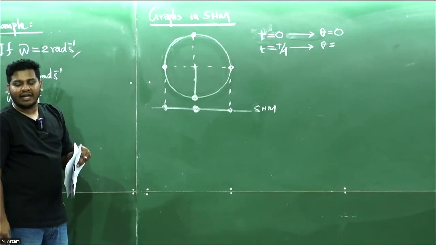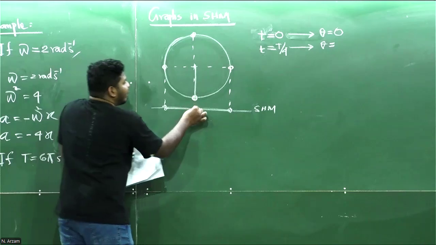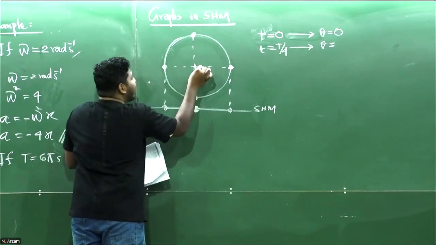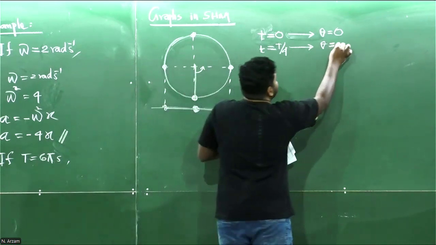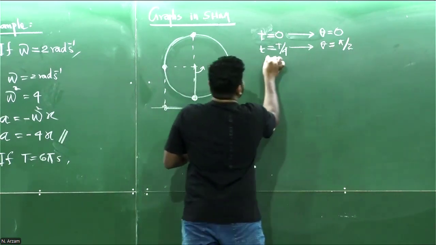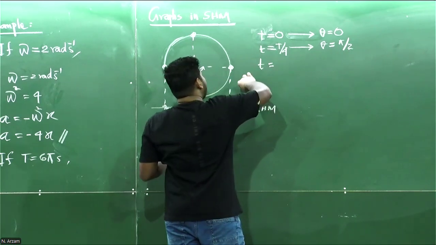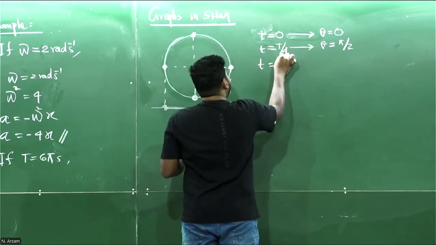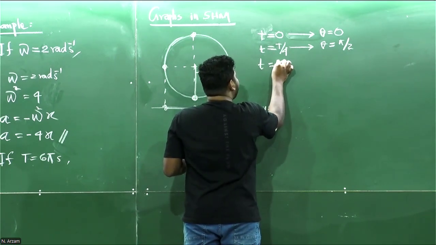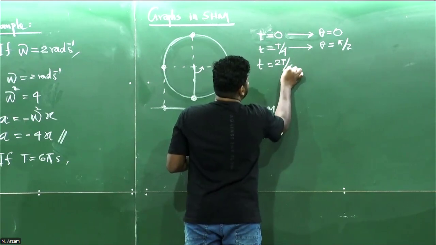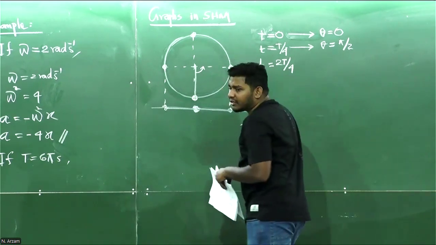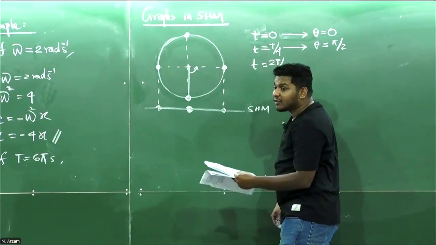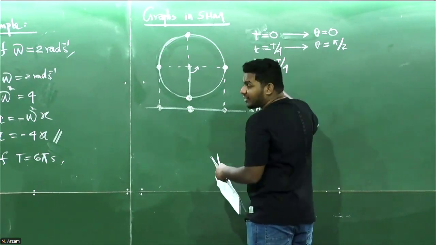What is the angular displacement? In T by 4, the object is here, no? So here it's pi by 2. Very good. It's pi by 2. Again, what I'm going to do here is 2T by 4. 2T by 4 is equal to T by 2, right?